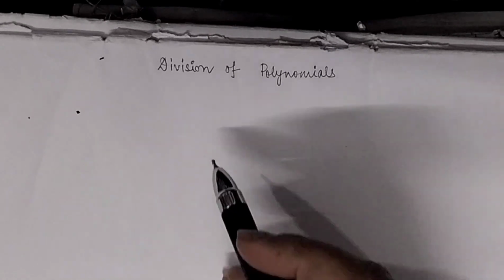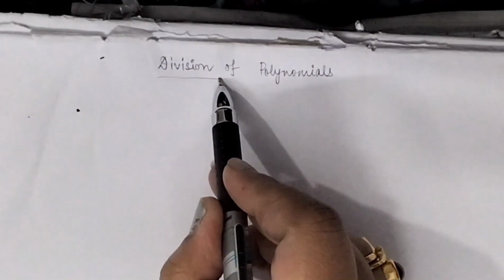Hello dear students. Today we are going to learn the chapter Division of Polynomials. That is, in this chapter we shall learn how to divide one polynomial by the other. So let's take one example.